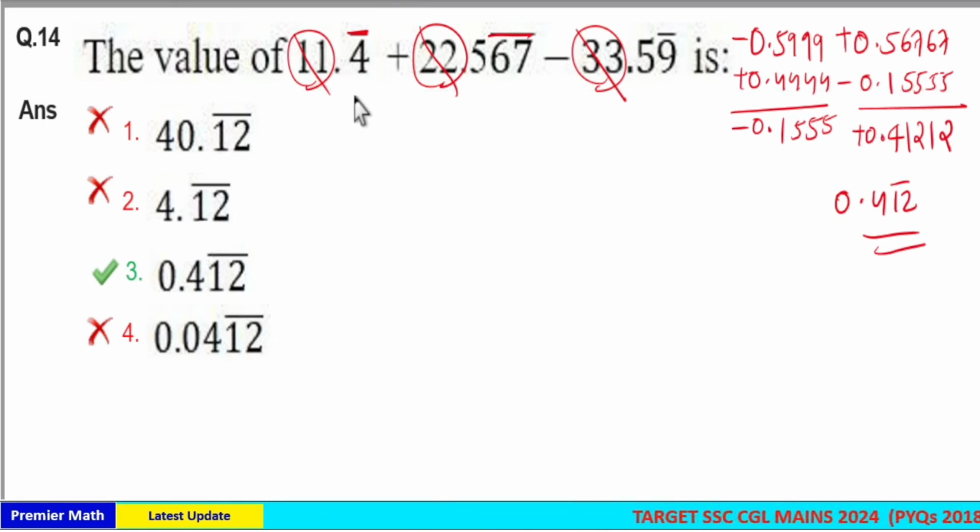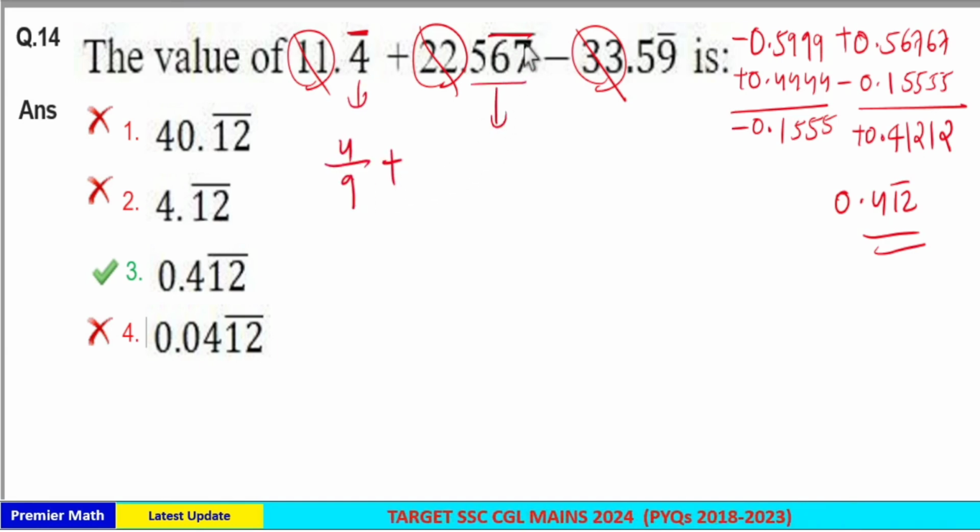Here 0.4 bar means 4 by 9 plus 0.567 bar, where two numbers are repeating. Add double 9 in the denominator, and one number is not repeating, so add 1 0 after double 9. Now in the numerator write all the digits, that is 5 6 7. Now subtract the digit which is not repeating. Here 5 is not repeating, so subtract 5 from 567, that is the numerator.